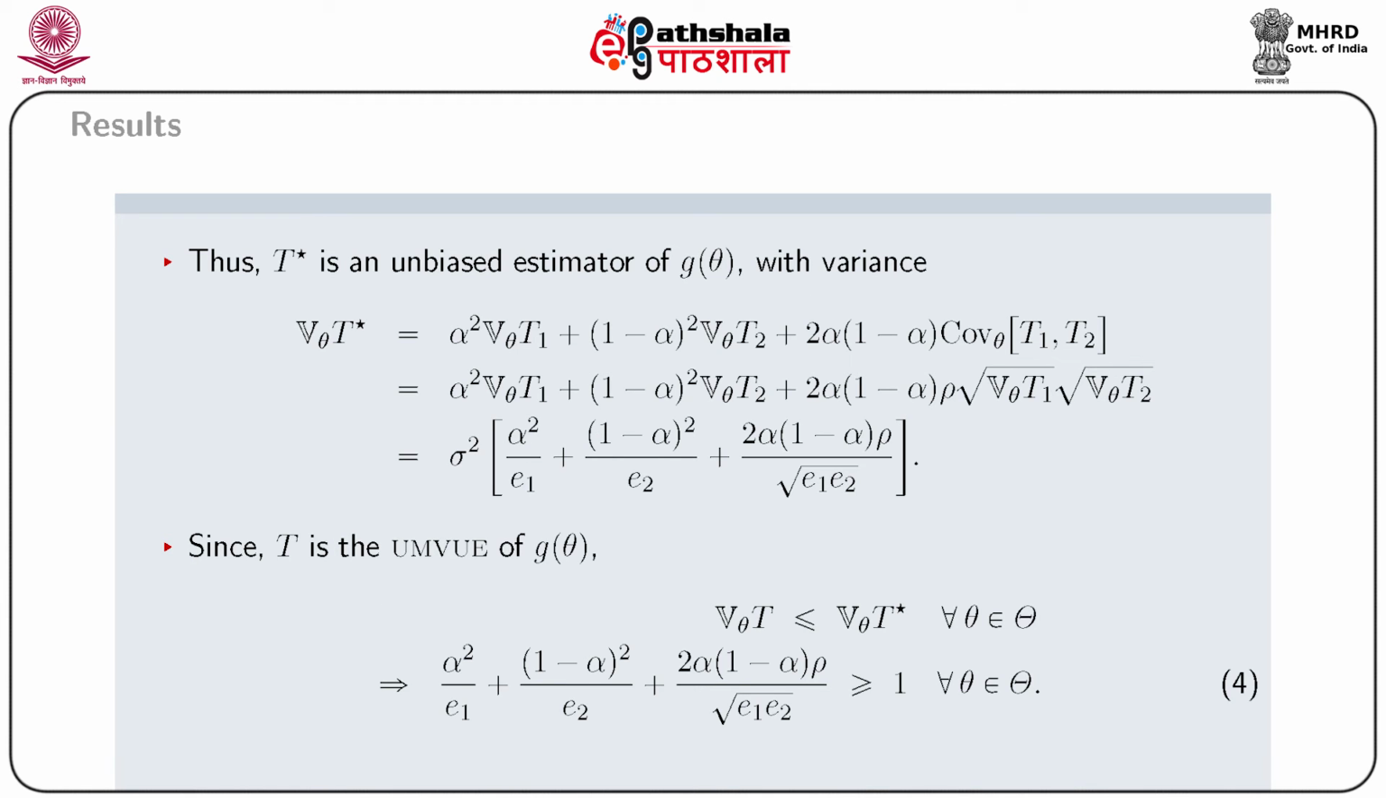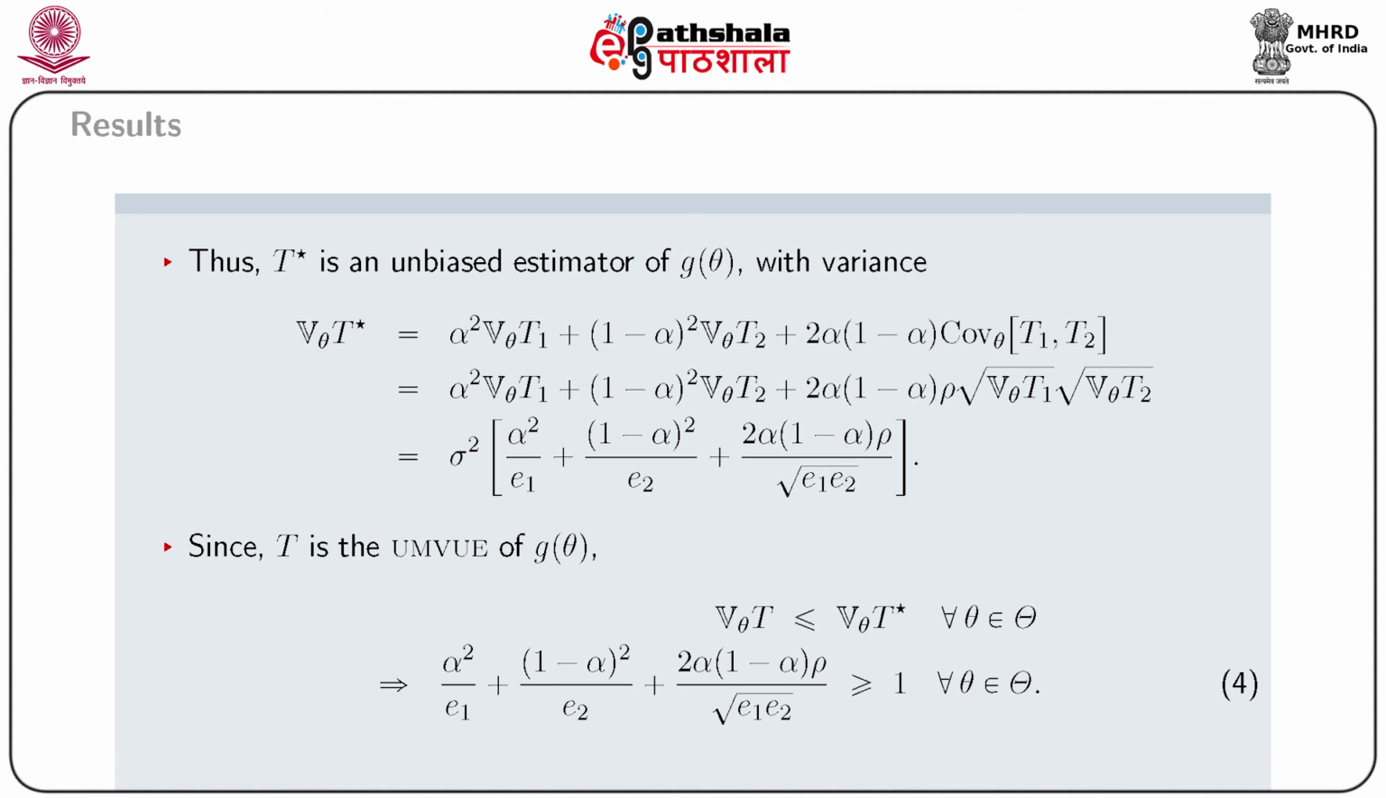Now, variance of T star is equal to alpha square into variance of T1 plus (1 minus alpha) whole square into variance of T2 plus 2 into alpha into (1 minus alpha) into covariance between T1 and T2, which is equal to sigma square into [alpha square by e1 plus (1 minus alpha) whole square by e2 plus 2 alpha into (1 minus alpha) into rho into square root of (1 by e1) into (1 by e2)].